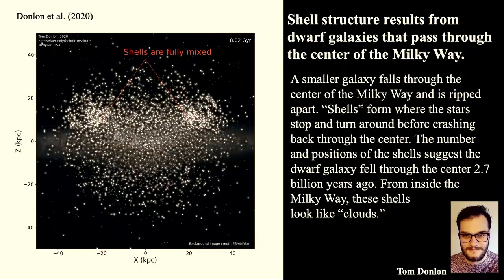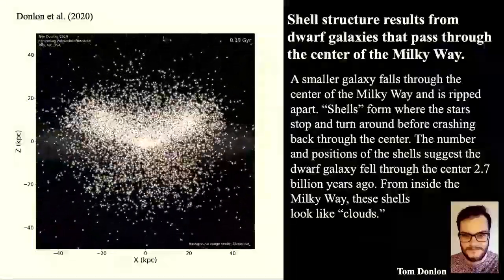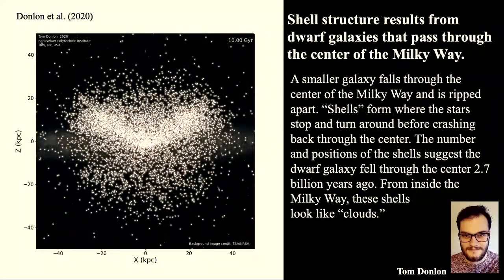And so he was able to show that this is, I don't know, maybe 1 to 3 billion years ago that the dwarf galaxy fell in and made these shells. And in fact, these are the first shells. This is the first time anyone has seen shell structure in the Milky Way galaxy.